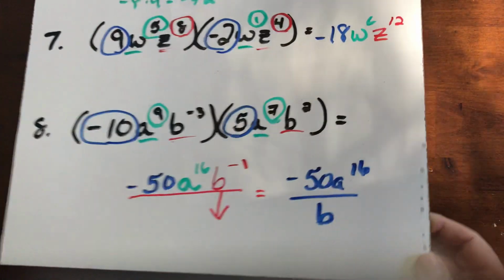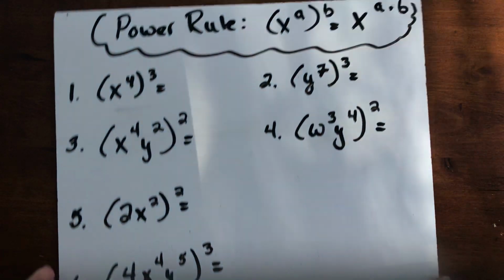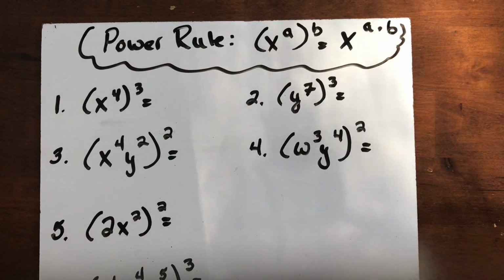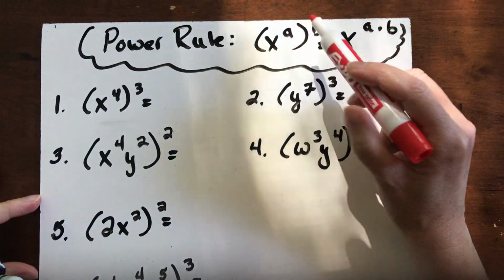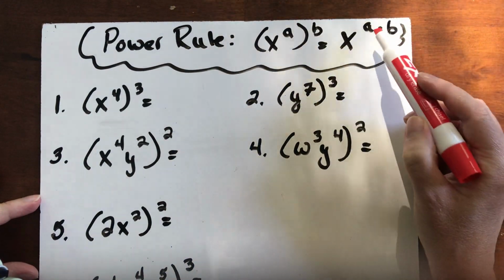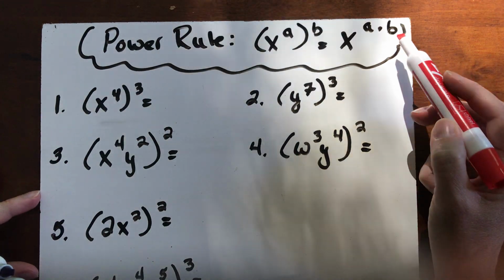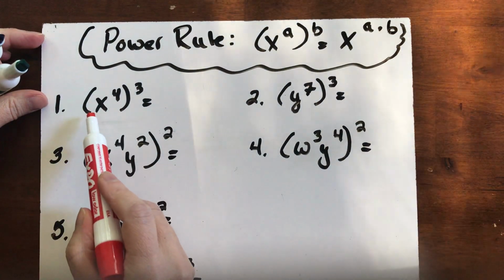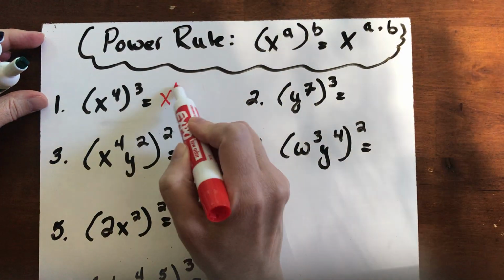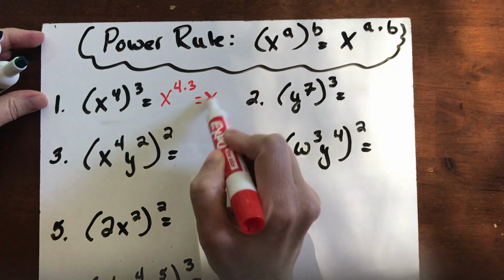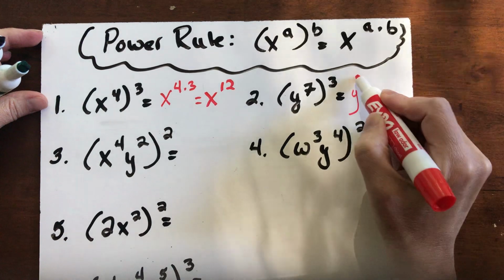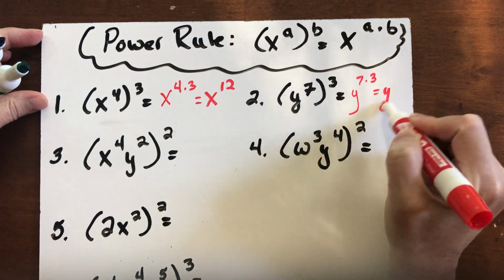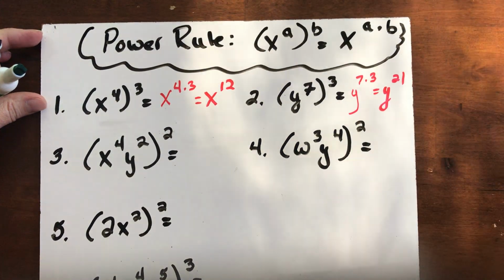All right, now, power rule. This is the only time you multiply exponents. Remember, the power rule states x to the a power raised to the b power is x to the a times b. So you just multiply them together. So for here, you have x to the 4 times 3, so you have x to the 12. Here you have y to the 7 times 3, which is y to the 21.